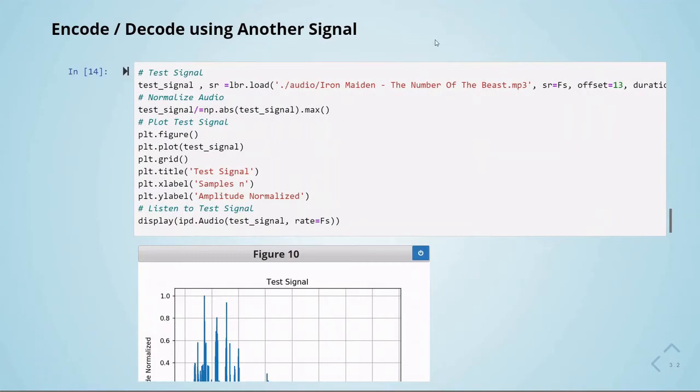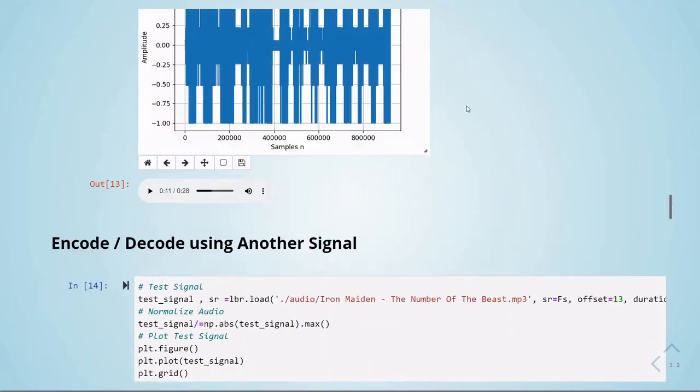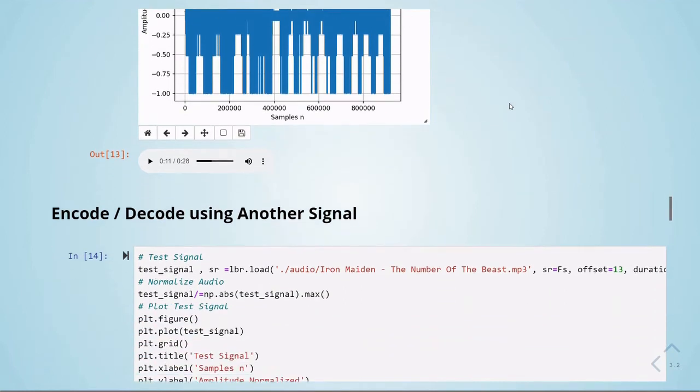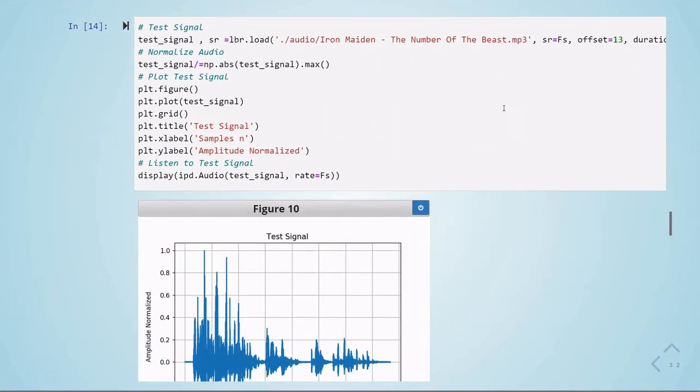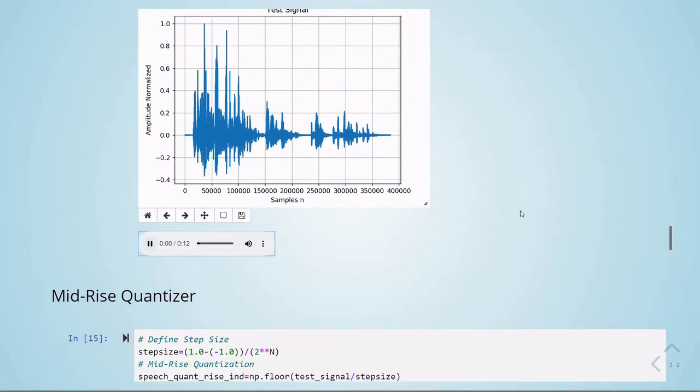Now we have our code book, and we are going to encode and decode another signal using the code book that we got by training using another signal. So we used ACES High speech to train, and now we are going to encode and decode the Number of the Beast introduction using the learned code book. So both the encoder and the decoder would have the same code book. This is what we are doing here. So I'm loading now the Number of the Beast. We listened to this before.